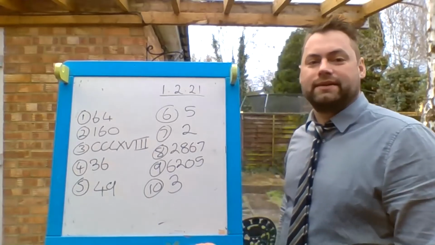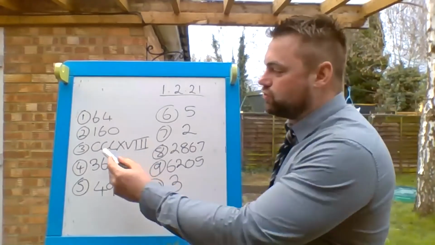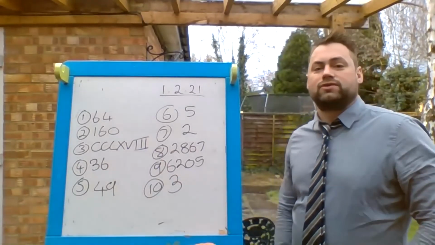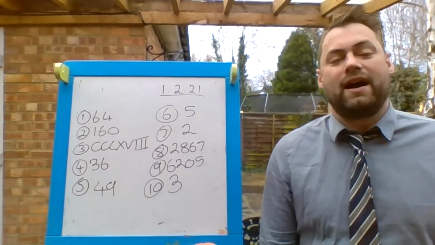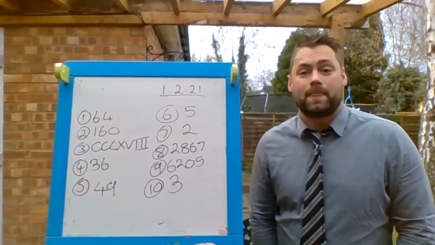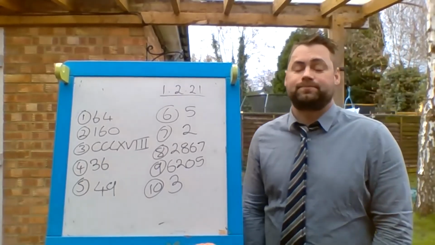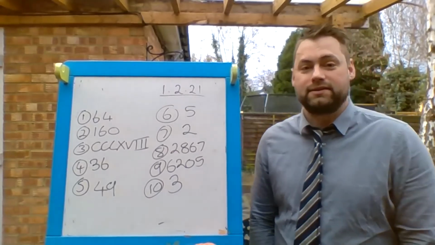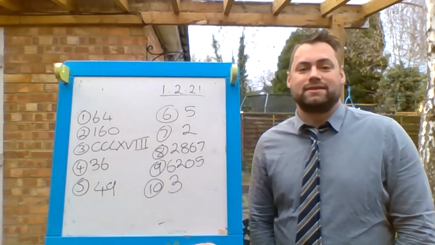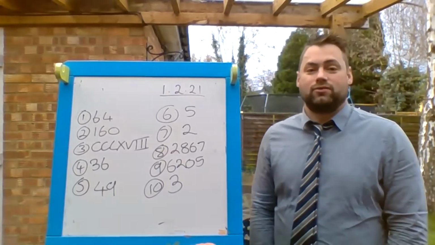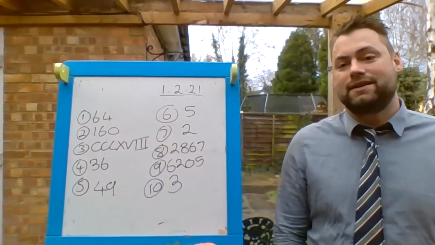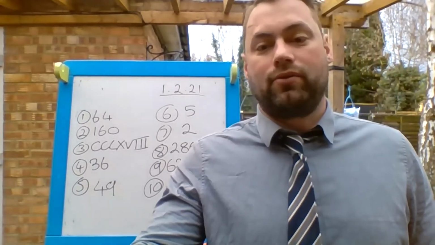The Roman numeral that is displayed there was 268, and then question 4 was 36. Question 5 is 49. Question 6, the answer was 50. Question 7, the answer is 2. A tenth of 20 is 2. You just divided by 10. And we added these values together, we get 2,867. For question 9, it was 6,205. And then for the last question, 24 divided by 8 is equal to 3.